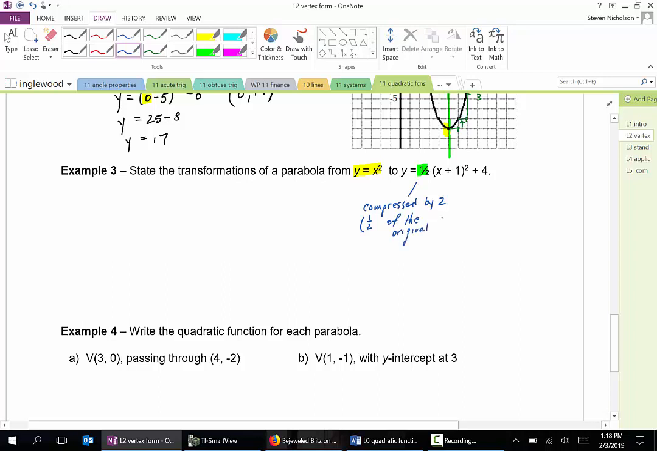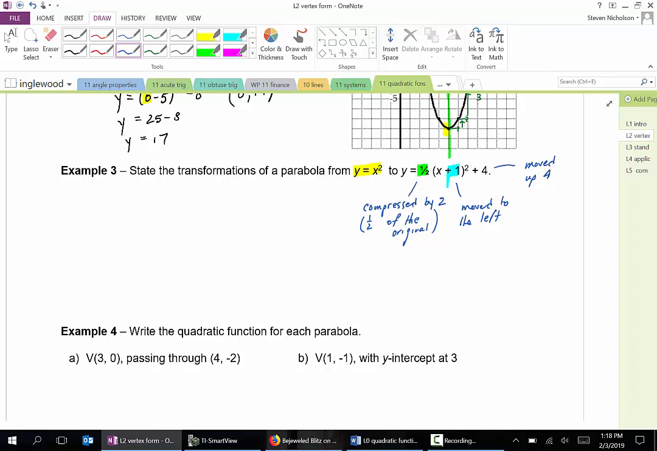And by that, we're talking about corresponding points. Well, what's this doing? Well, the plus 1, remember, whenever it's a plus, means it's moved to the left. This thing is going to be moved to the left 1. And finally, this one means it's going to be moved up 4. So these ideas of transformations are really important. They help you actually plot faster than doing a parabola.